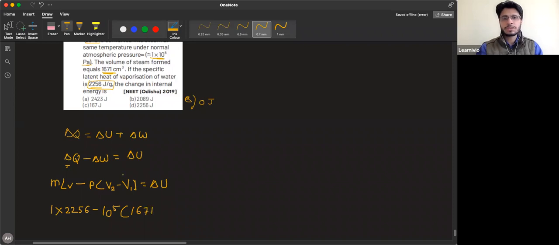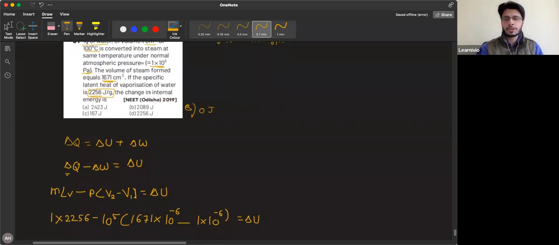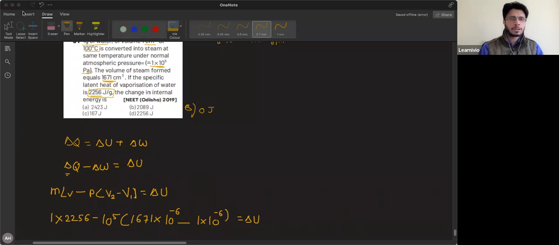But see, your volume is in centimeter cube. So convert it into meter cube, multiply it with 10 raised to the power minus 6. Initial volume, which is 1 centimeter cube, 1 into 10 raised to the power minus 6. So this is the change in internal energy. Note it down. Is it clear? Yes, sir. This is the first type of question on the first law of thermodynamics. There is one more type of question which uses a PV diagram.